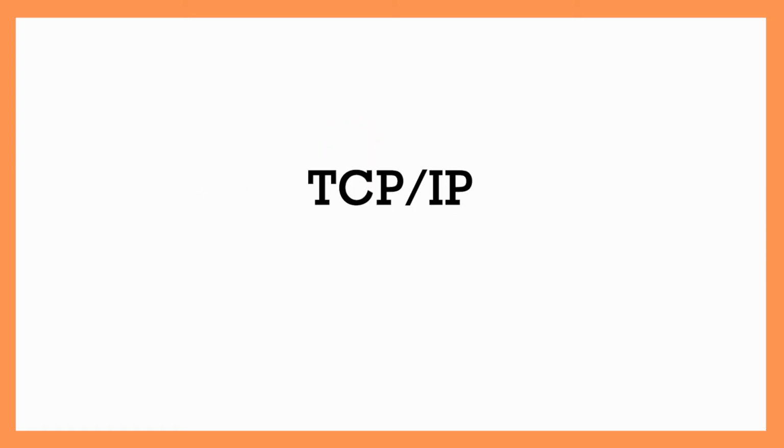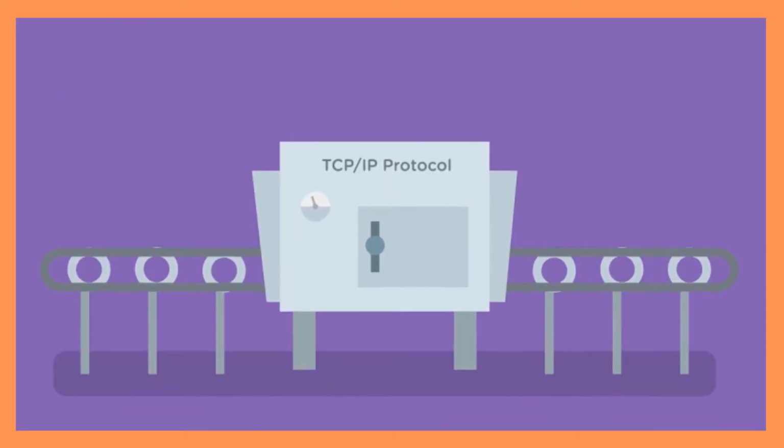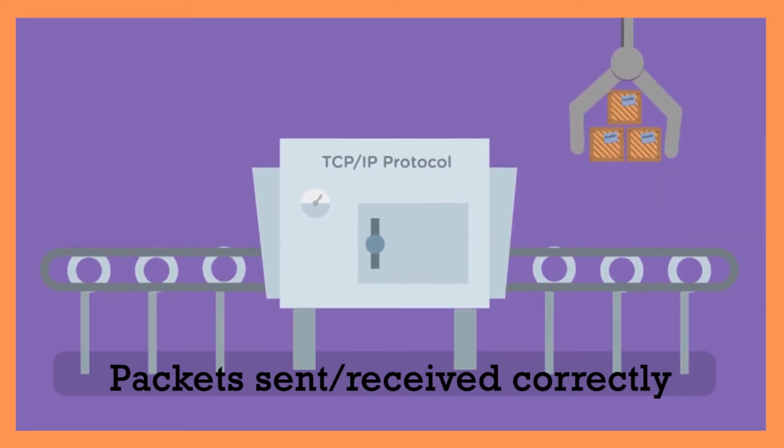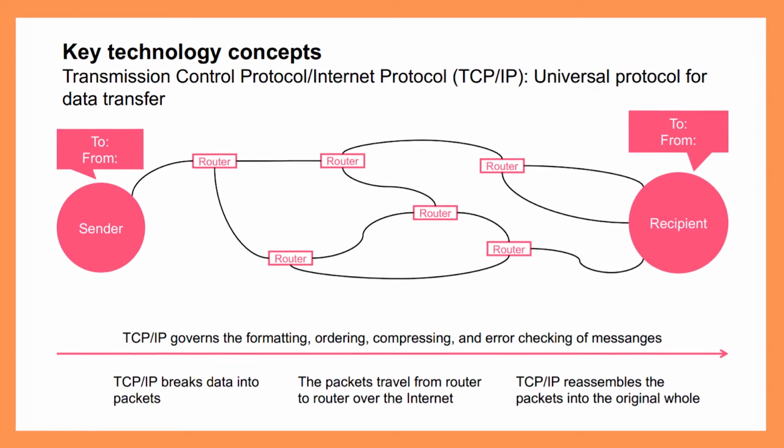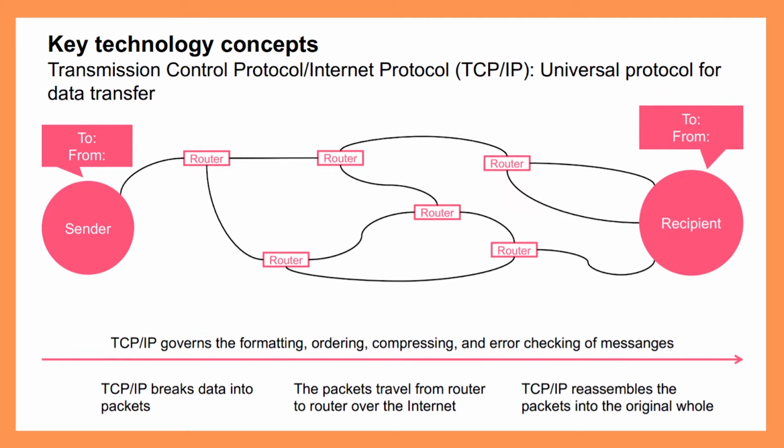Another technology was TCP/IP. TCP establishes the connections among sending and receiving computers and makes sure that packets sent by one computer are received in the same sequence without any packets missing. IP provides the Internet's addressing scheme and is responsible for the actual delivery of the packets.